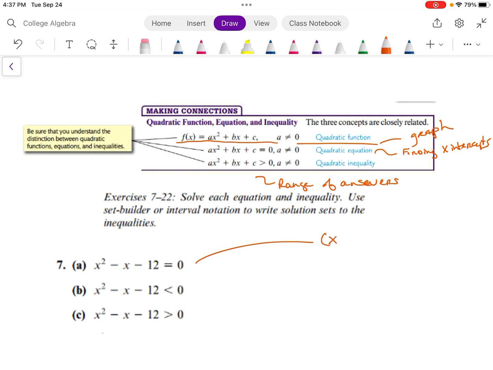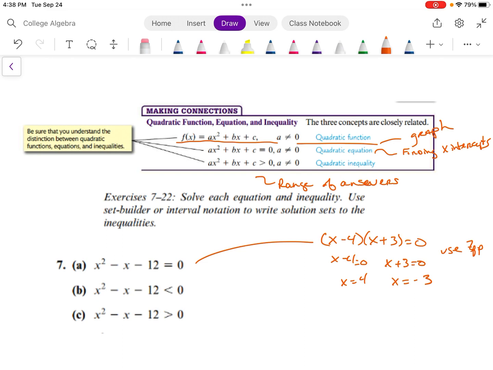So we have x minus 4 times x plus 3 equals 0. Then we use the zero product property to set each piece equal to 0 and solve for the solutions. So x minus 4 equals 0 and x plus 3 equals 0. This tells me that x equals 4. That's one of my x-intercepts or solutions. And x equals negative 3. That's my other solution or intercept. Remember, they mean the same thing.